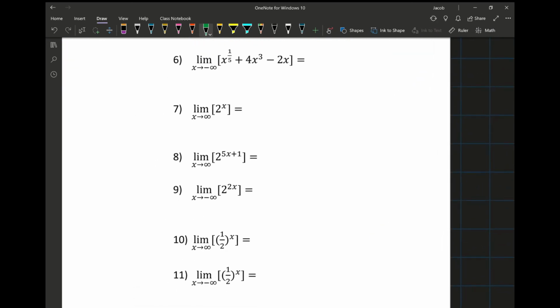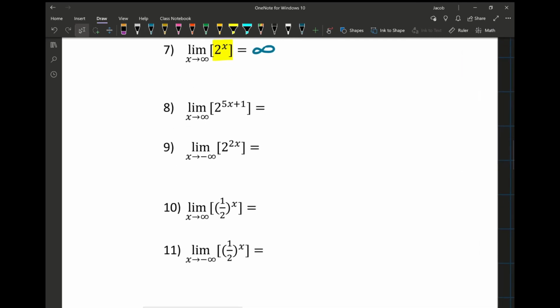For number 6, we are checking the largest degree, and it's saying that our graph is built like so. And as we approach negative infinity, then our cubic power is forcing our entire graph to go to negative infinity. Our y values are going to approach negative infinity. In number 7, that's an exponential equation, this 2 to the x. So it's a growth because a is greater than 1, so this is infinity.